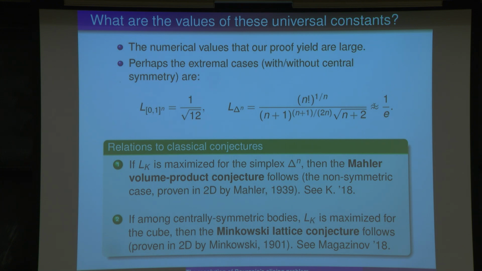And if this is true, then you get a classical conjecture, the Mahler volume product conjecture, the fact that the volume product of K and its polar body is maximized for the simplex. This is a famous conjecture, proven by Mahler in 2 dimensions in 1979. And if you restrict your attention to centrally symmetric convex sets, the strong slicing conjecture suggests that LK is maximized for the cube. And if this is true, you have another consequence, the Minkowski lattice conjecture, a certain classical conjecture about lattices, proven in 2 dimensions by Minkowski in 1901. So this is still completely open. I don't think that our current methods are enough.